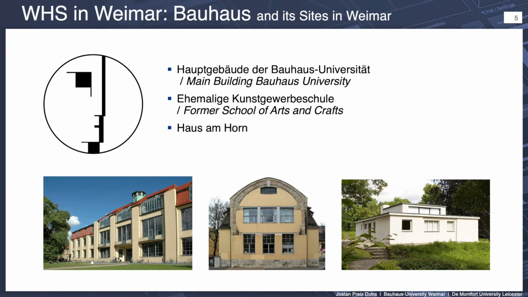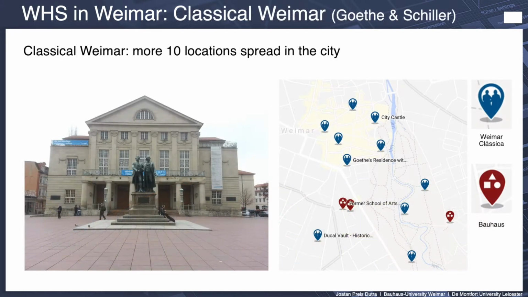And Weimar is one of the places in Germany that actually has 2 World Heritage Sites. They have one that's related to Bauhaus. So it's basically these 3 buildings here you can see on the screen. But also they have what's called Classical Weimar. So here we talk about 10 different locations. And sometimes one location can have more than 1 building.